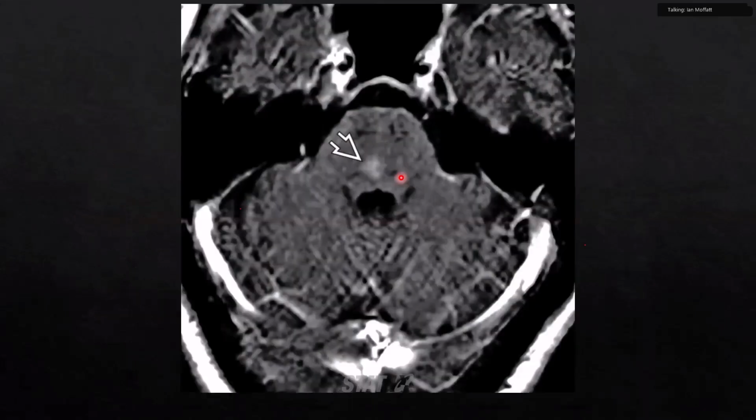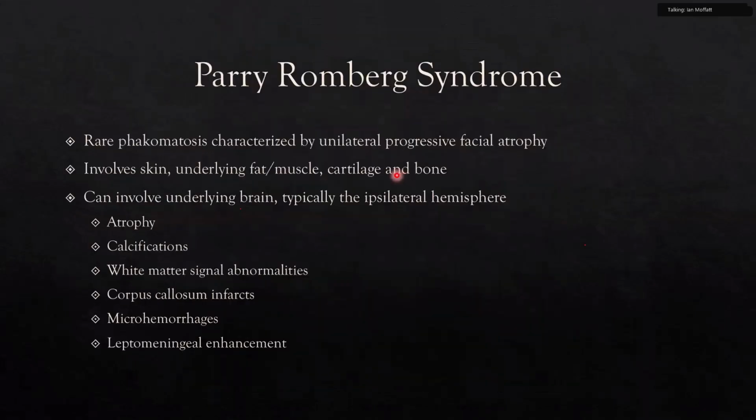Any questions on the two vascular or the more vascular phakomatoses? Right.